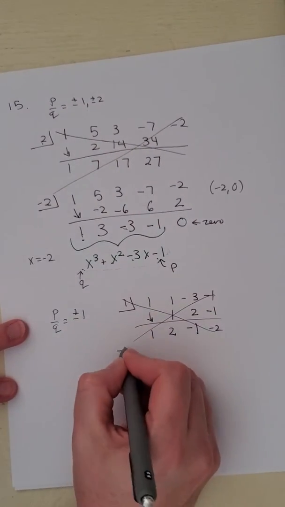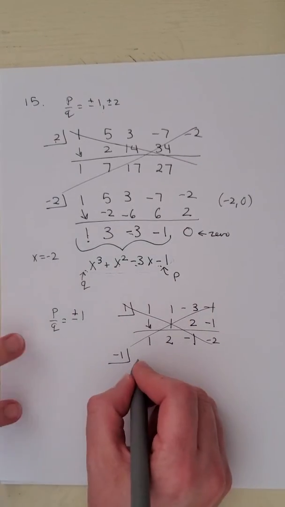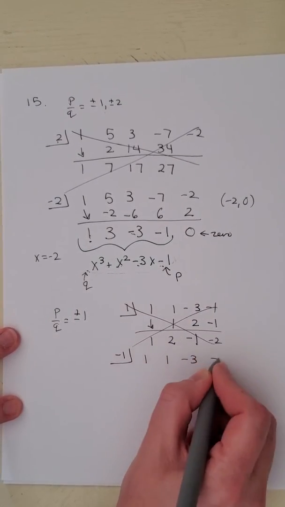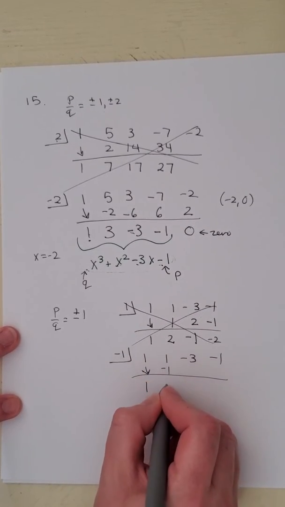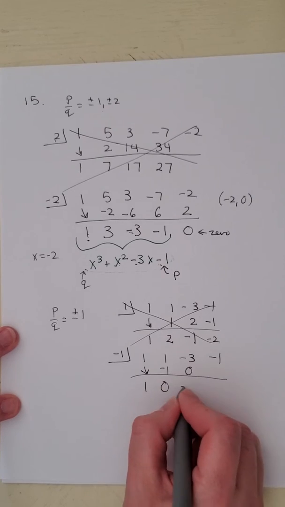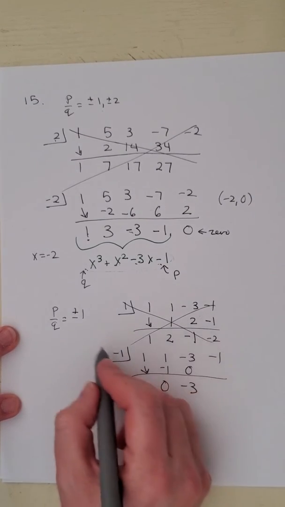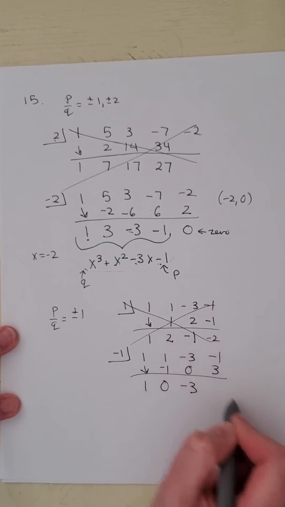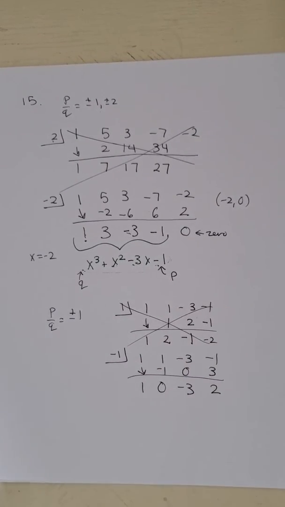So I'll try negative 1. Again, 1, 1, negative 3, negative 1. That's negative 1, that's 0. 0, that's negative 3. Negative 3, that's 3. That gives me 2. Okay, I must have made an error somewhere. So let me double check.